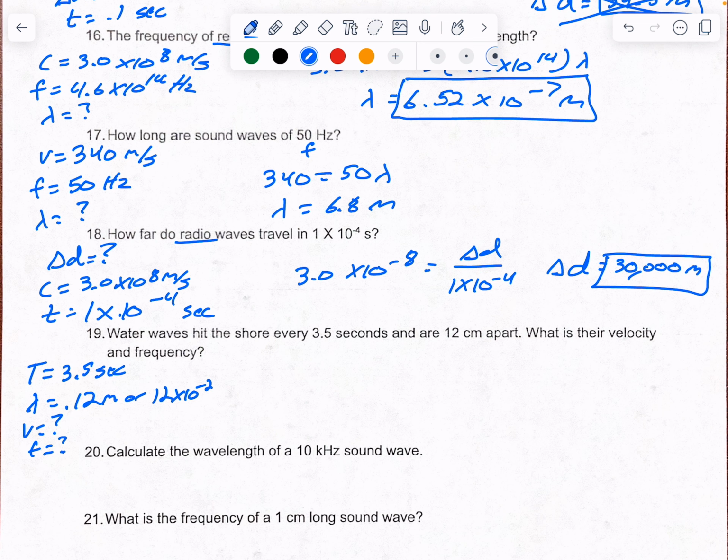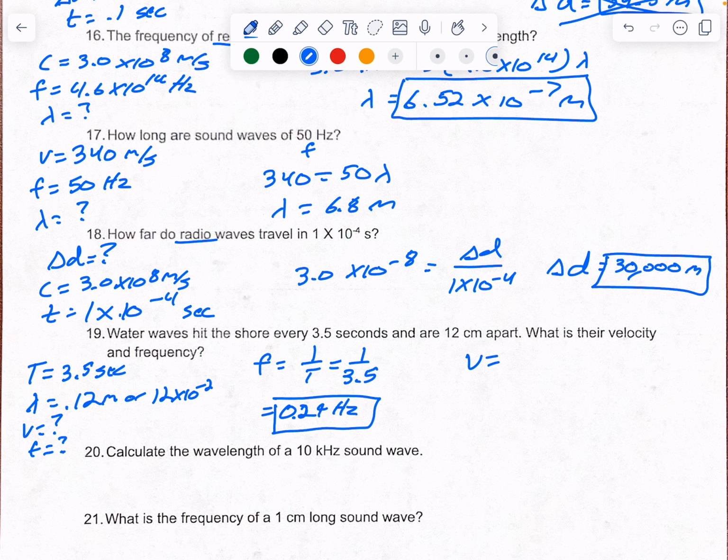I already know T, so I'm going to go ahead and find F. That's the easiest one. F equals 1 over T. Now, could you do this another way? Yeah, you could go backwards if you want to. Doesn't matter to me, as long as we get the same answers, you're good. So 1 over 3.5 gives you a frequency of 0.29 hertz. That's done. Now we're looking for velocity.